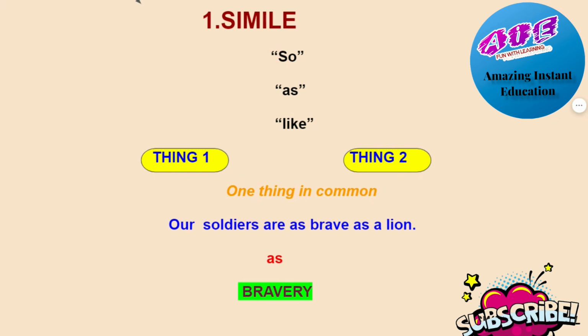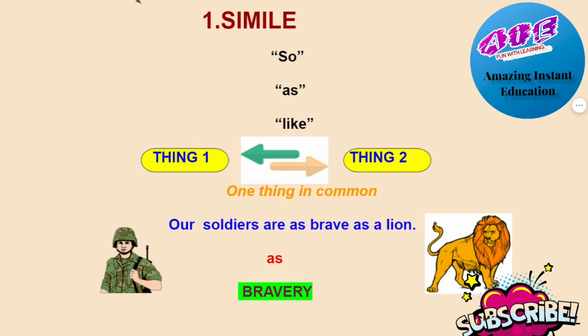Simile is a figure of speech that uses a comparison between two unlike things by using words so or as or like. Okay? So let's understand simile with some examples. See, our soldiers are as brave as lion. Here, we are comparing two different things, soldier and lion, using a word as. And what is common between them? It is bravery. They both are known for their bravery. So here, as brave as lion is a simile.